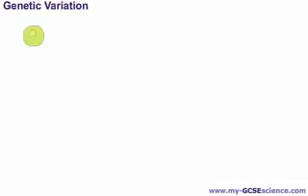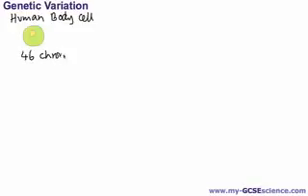So what I have here is an example of a human body cell. A human body cell, and this human body cell contains 46 chromosomes.